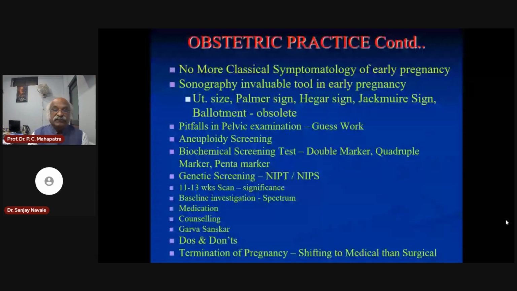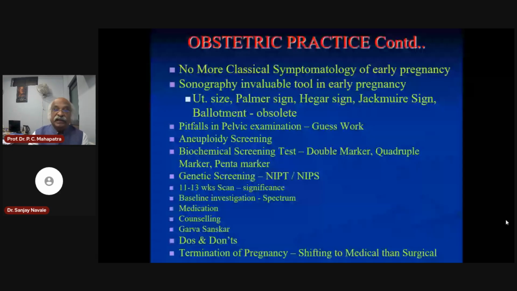Apart from it, GDM screening has become routine in the second trimester. Therefore, the one-step glucose test, like the glucose challenge test, and by DIPSI criteria of 75 gram 2 hour post glucose. GDM screening is mandatory for all pregnancies now. There's no doubt about it.